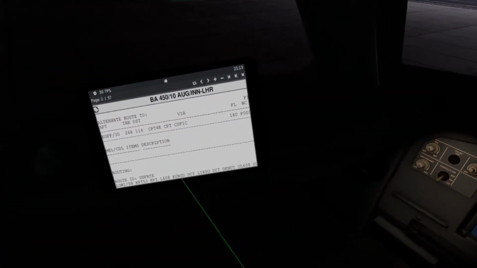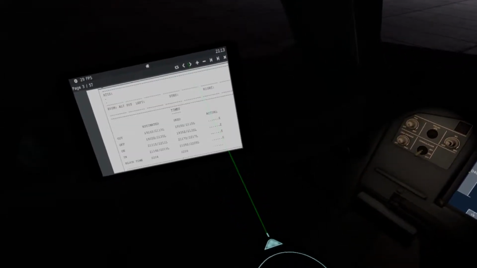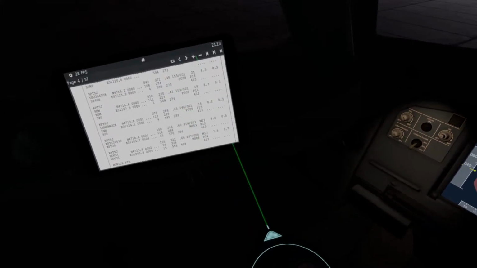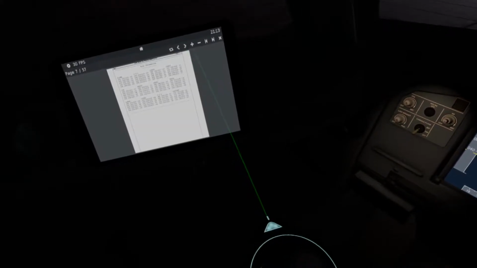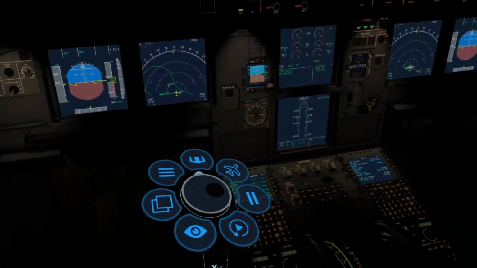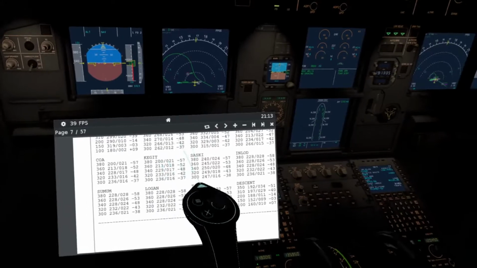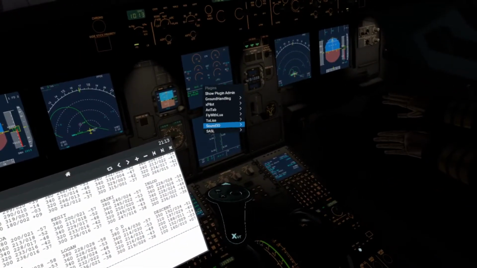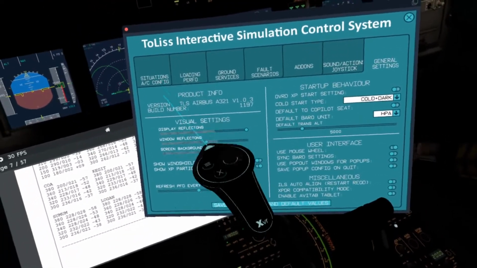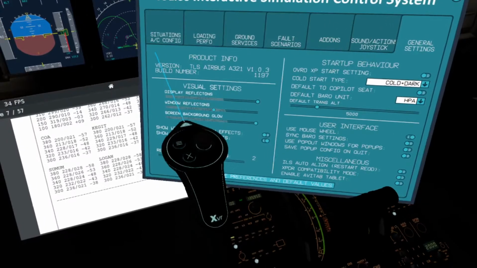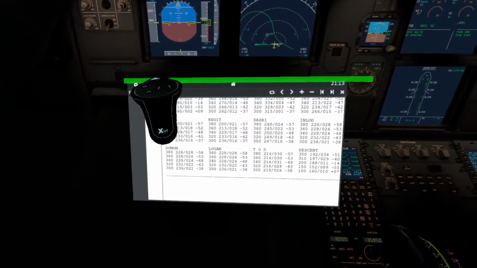Now we zoom out, we're gonna see the QNHs and everything like that. Actually, what I'm gonna do, so that you guys can see this better, is this. There we go. So if we go into TOLISS and we just take this option out, because we do not need that. So this is easier for us to see and comprehend.